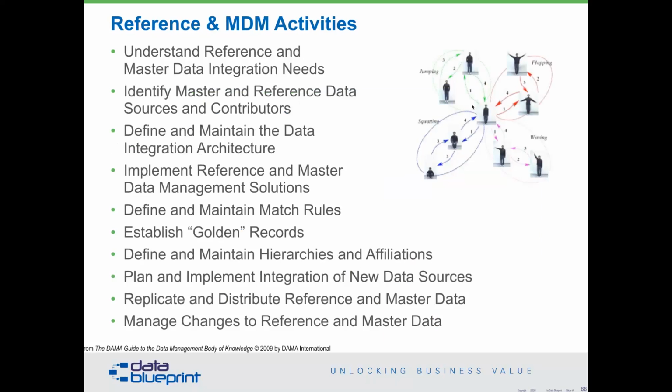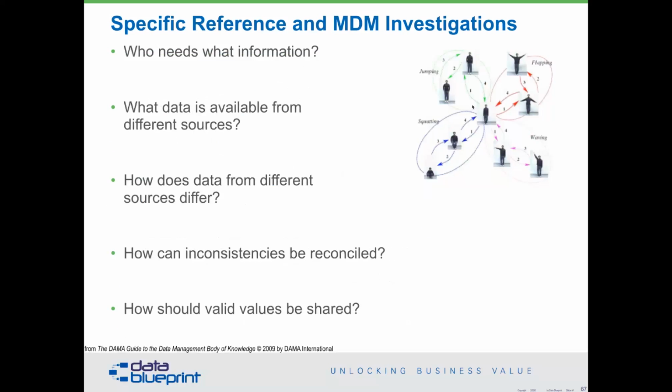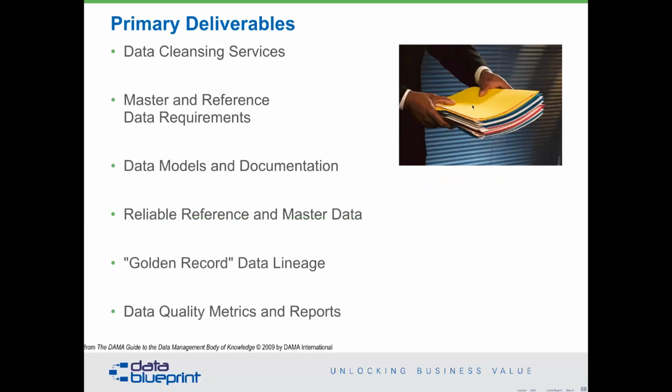Again, I won't read these all to you. These are really good checklists that we've put for you in the DMBOK. Specifically, who needs the information? What data is available? How does it differ from other data sources? How do we do our reconciliation process? What valid values can be shared given all of this? Who are the people who are involved in it? What are the different deliveries?